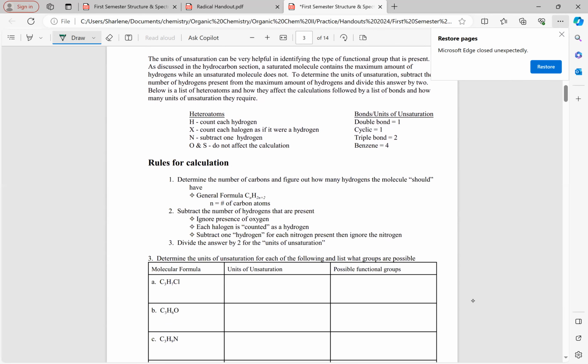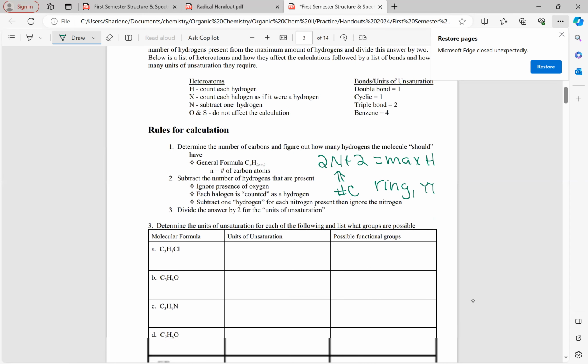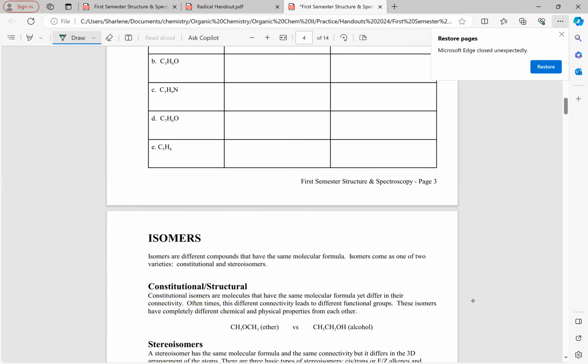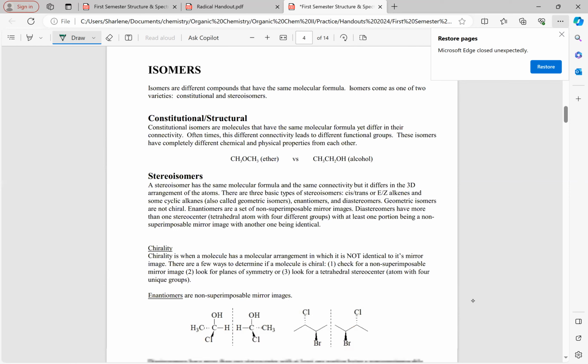And then we learn to do units of unsaturation. The overall idea is 2n plus 2, where n is the number of carbons. That is the maximum number of hydrogens a molecule can have. And anything that is shorter than that, and it usually comes off in twos, is going to give it a unit of unsaturation, which usually implies you either have a ring or a pi bond. So I gave you a few little easy examples right there. What I'm working up to is this isomer page.